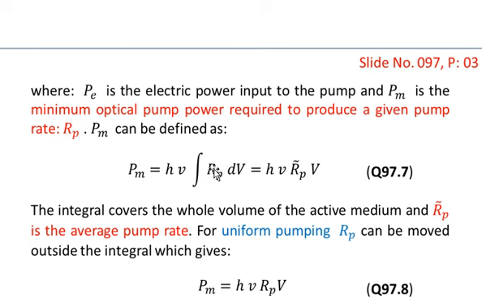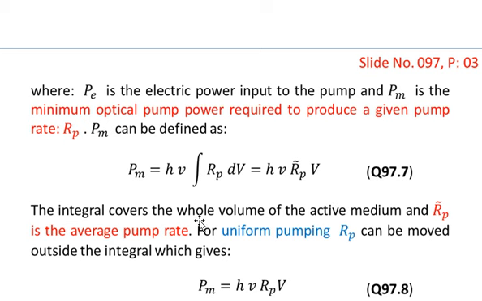So if we assume that RP represents the average pump rate of the pumping process, then we can represent RP by RP prime. So we can take it outside the integral, and the integral of dV will be equal to capital V. So the final expression, assuming that RP is the average pump rate, which is constant, we can take it outside the integral, and PM will be equal to h nu multiplied by RP prime multiplied by capital V, as shown on the right hand side in equation number 7.